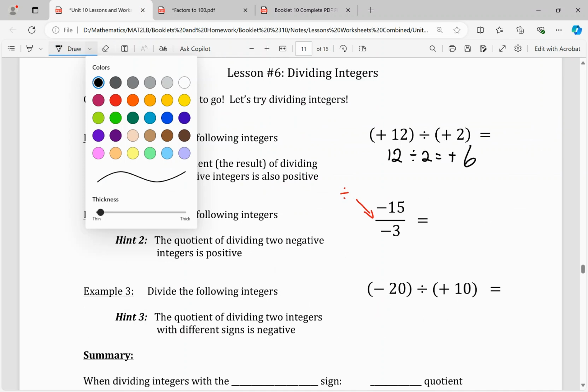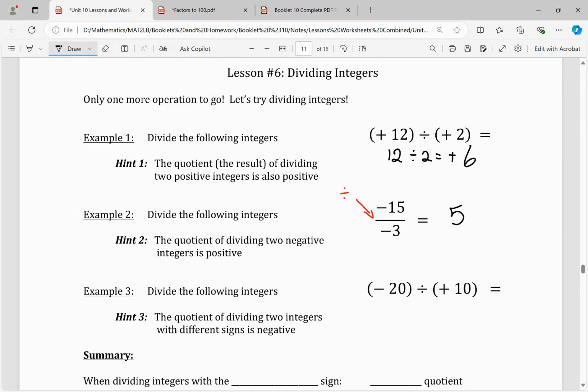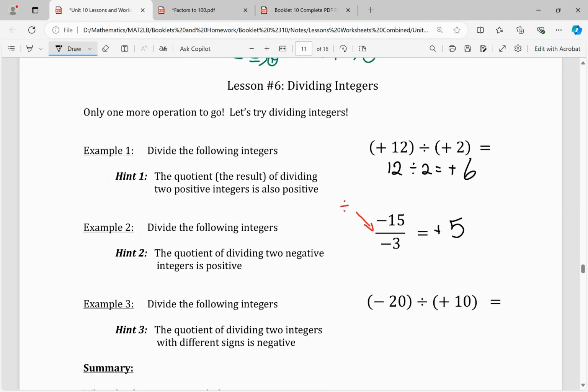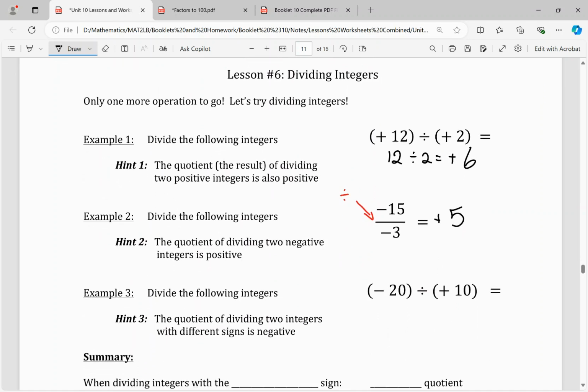So our answer is going to be 5, but we need to decide if that 5 should be positive or negative. Now, in our original problem, we had two numbers that were both negative. Since those are the same, right? Remember, two negatives make a positive because they're the same. So negative 15 divided by negative 3 will equal positive 5.